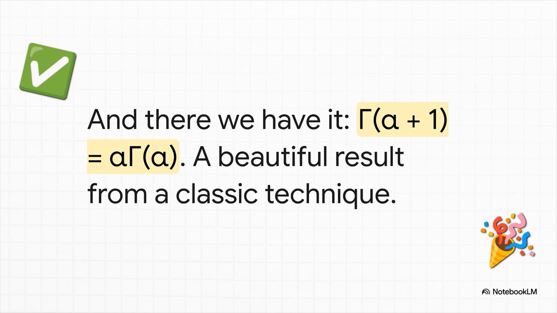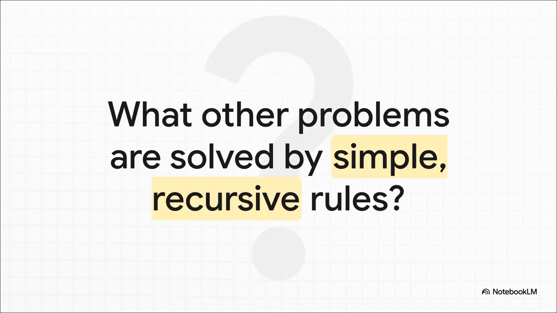Isn't that just an elegant result from such a classic technique? It's really a perfect example of how a simple, repeating rule can build something incredibly complex and powerful. And this is a pattern you see absolutely everywhere, right? From fractals in nature to how algorithms work. So it makes you wonder, what are some other complex problems out there that are secretly solved by simple, recursive rules?